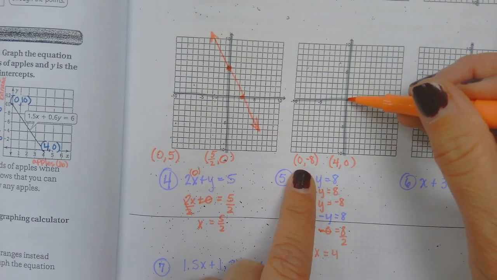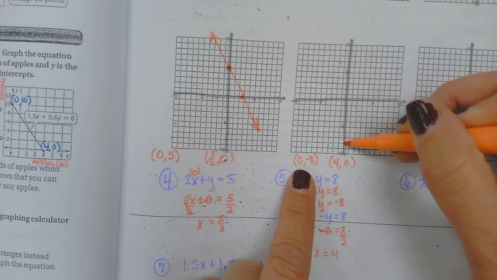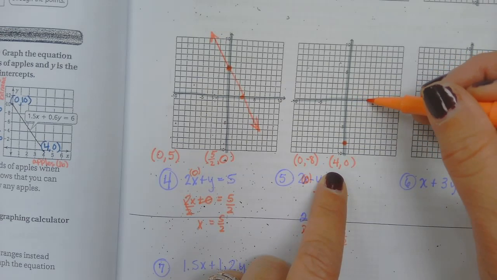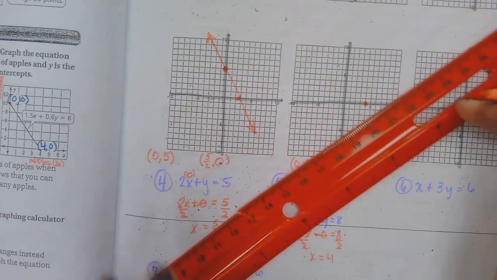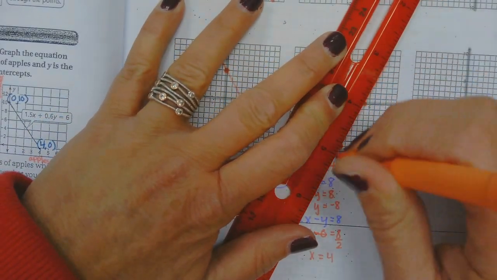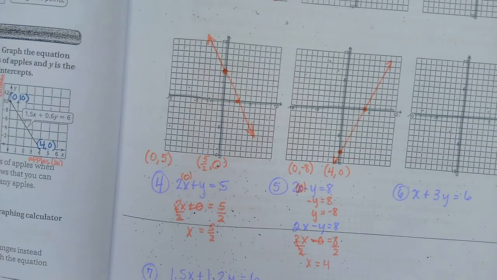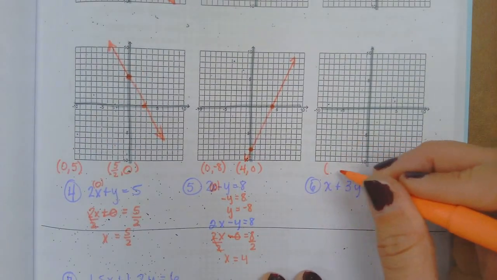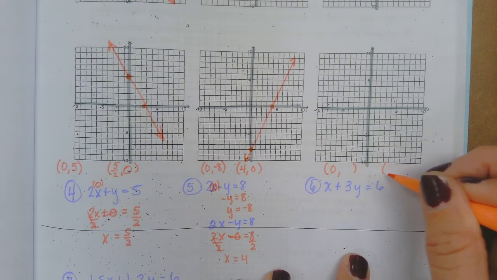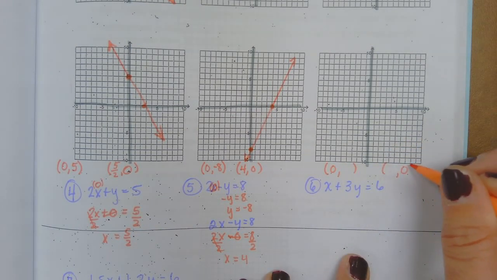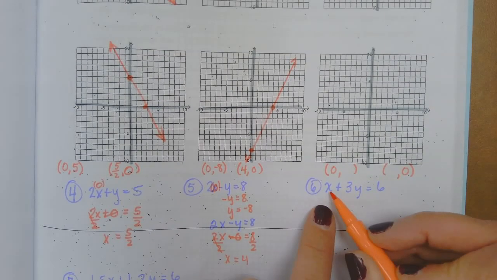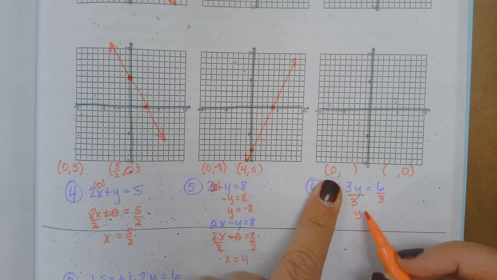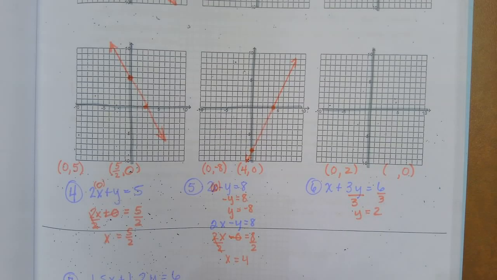So now I'm going to graph. So 0, negative 8, and 4, 0. And then I'm going to draw my line for that one as well. And then for number 6, I'm going to do the same thing, 0, and then find my y, and then put 0 for y. So if I make this 0, I get 3y, divide by 3, and y equals 2.